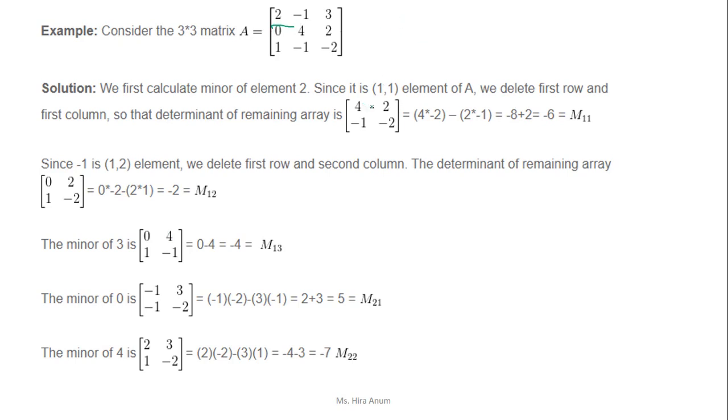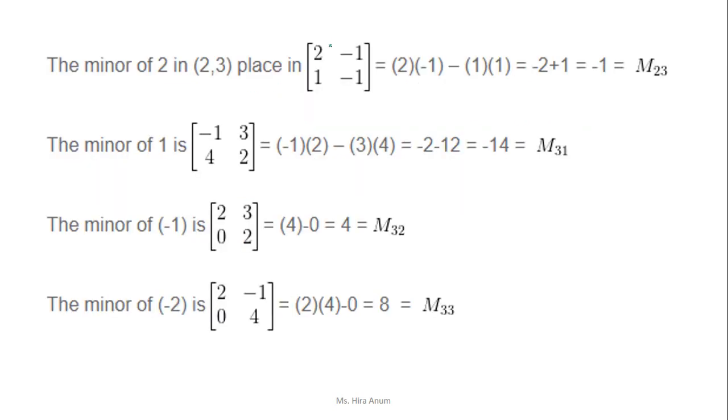M11, which is equals to 2, 4, 2, minus 1, minus 2. When you find M12, it is equals to 0, 2, 1, minus 2. Minus 3, 1, 3, then it is equals to 0, 4, 1, minus 1. When finding for 2, 1, it becomes minus 1, 3, minus 1, 2. When it is equals to 2, 2, it becomes 2, 3, 1, minus 2. In a similar pattern, you can find these.